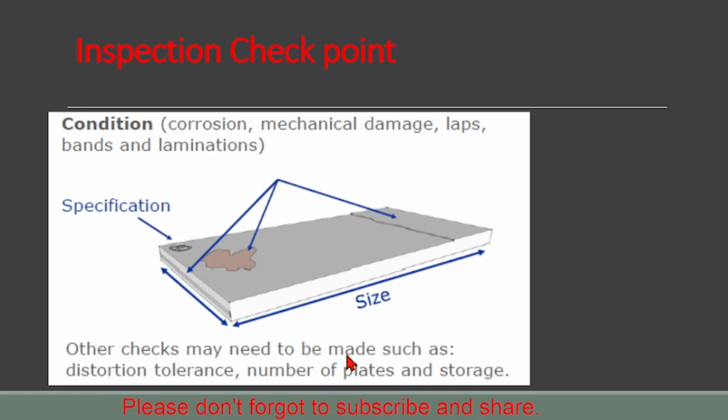Maybe we have ordered 20 plates. So as per the invoice or packing list we have to check whether the 20 plates are available or not, and the storage, wherever the storage is, whether the storage condition is good or not. Those are the things we have to check during the material inspection.